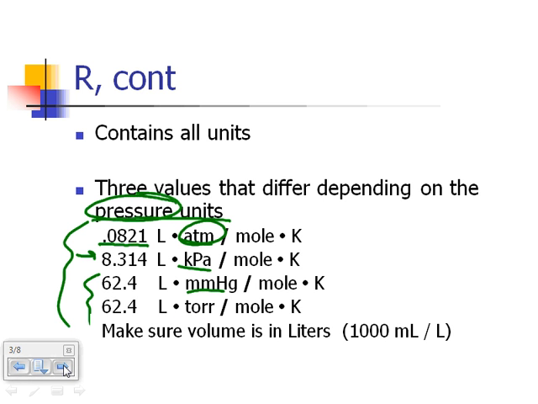Also, make sure that your volume is in liters. Notice that these values are all in liters, so you're going to have to convert. And we know that 1,000 milliliters is equal to 1 liter, so that's the first thing you're going to want to do: convert milliliters into liters. A lot of times in the lab, we measure things in milliliters, a lot more user-friendly unit.